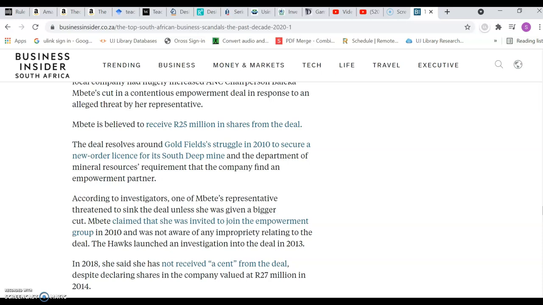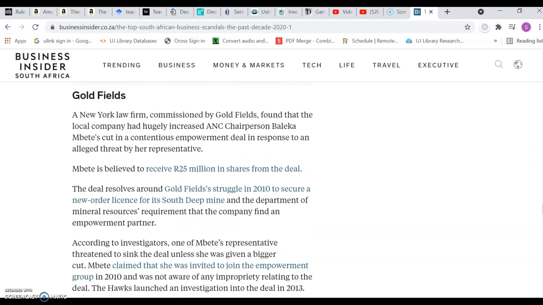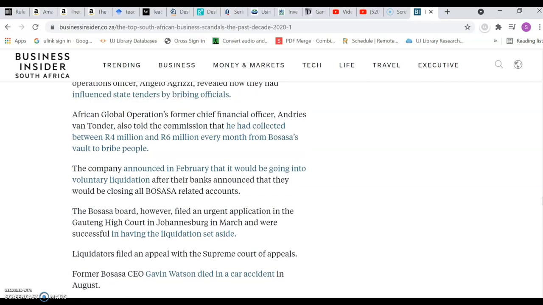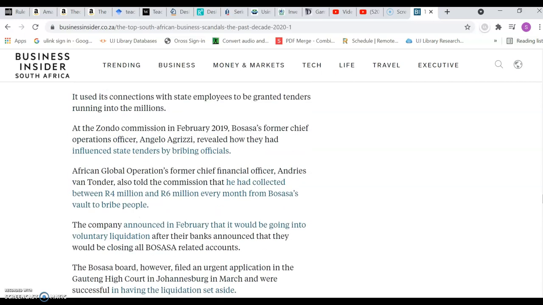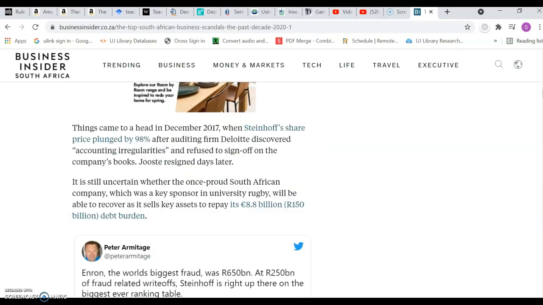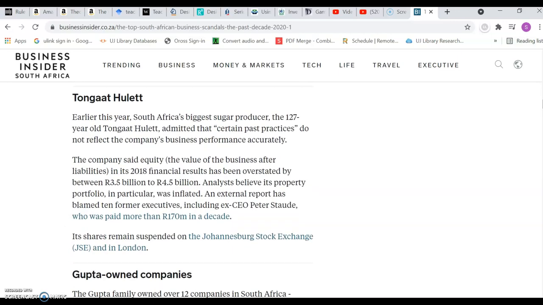If you are looking for something that has a more clear accounting aspect, you are welcome to keep looking through all of these aspects. As I've mentioned, and I think it's our second one actually, the Tongaat Hulett aspect, that was very much a financial statement matter, and not that you all have to do Tongaat Hulett, but just to say there were certain past practices that do not reflect the business's performance accurately.